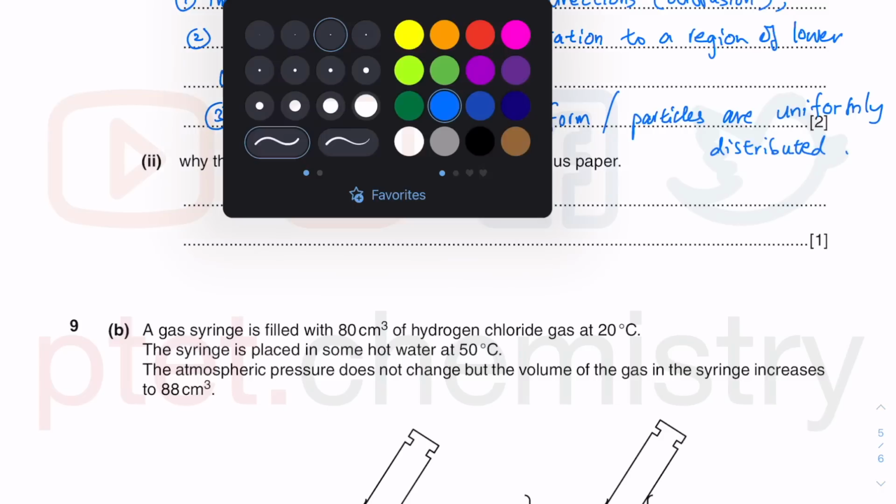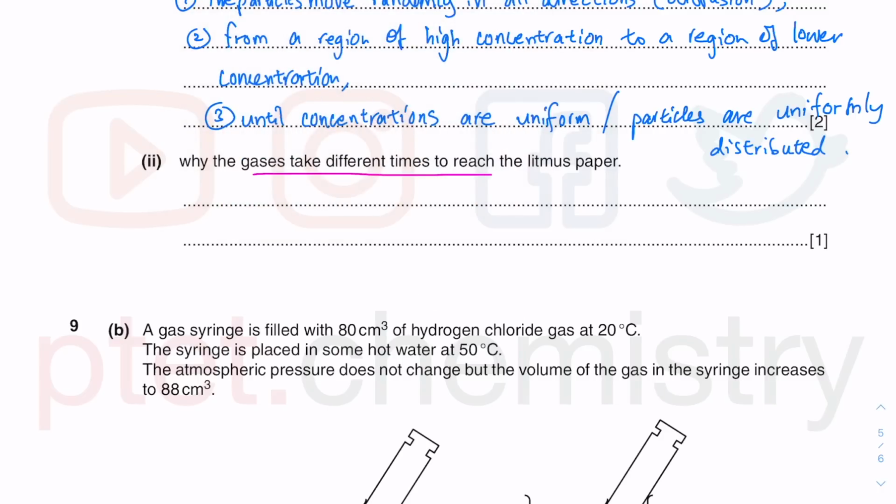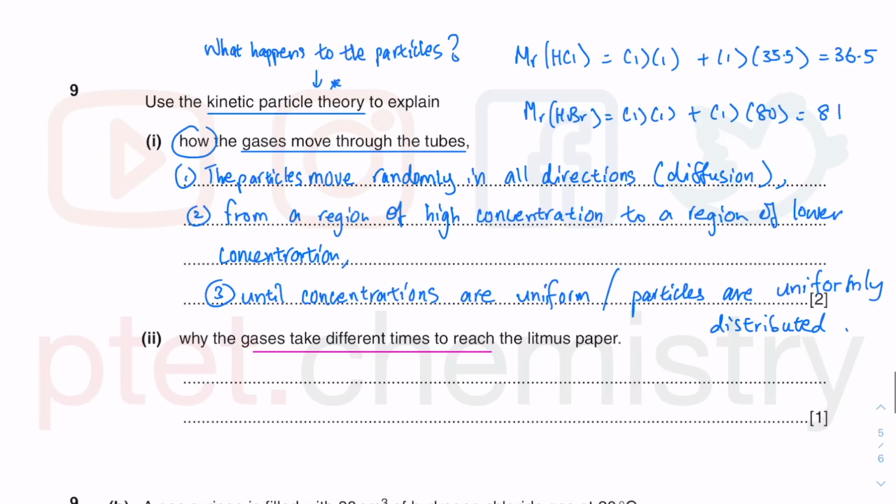Now the next thing is why the gases take different times. I kind of already showed you the working. They are not asking you which one is faster or slower, so I really did not have to do the calculations. I should really have read the question before wasting my time on that, but it's a good exercise to show you that this is lighter than that.